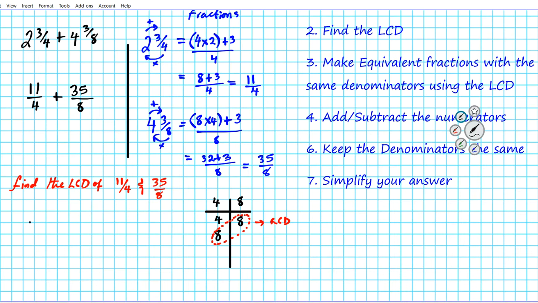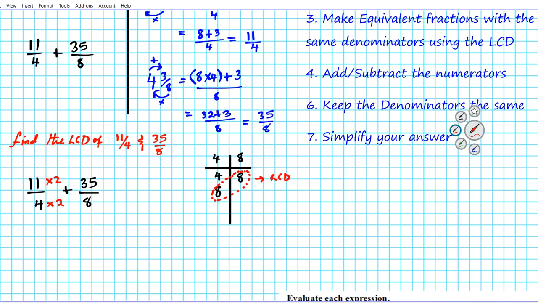Okay, so let's rewrite the problem. 11 over 4 plus 35 over 8. Now the goal is to make the denominators equal to the LCD by converting the entire fractions. We're going to multiply 4 by the number that makes it become 8. So 4 times 2 is 8. Multiply the numerator by the same value. And then 35 over 8: the denominator is already the LCD, so you don't make any changes to 35 over 8.